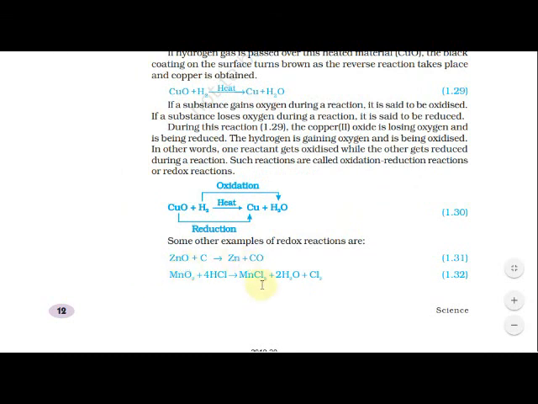Here oxygen is lost, and in HCl to H2O, oxygen is gained. That is why gained means oxidation, and lost means MnO2 to MnCl2 is a reduction reaction. O is lost. So today what we have seen?